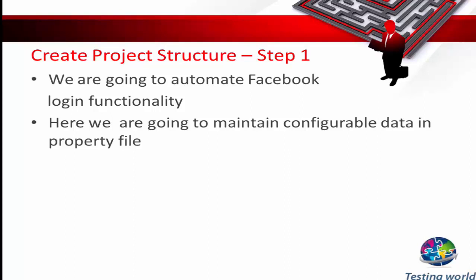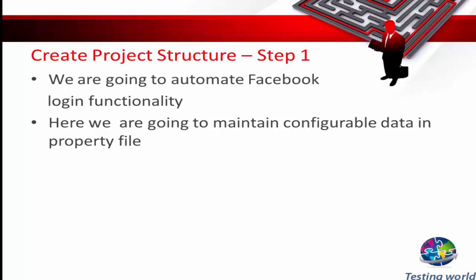So when we are automating any project, we have a lot of data that is configurable. Like my application URL is configurable. My username and password are configurable. My wait time, how many seconds I should wait on the different waits which we are going to implement in Selenium, that is configurable. So like this, we have many data that is configurable.